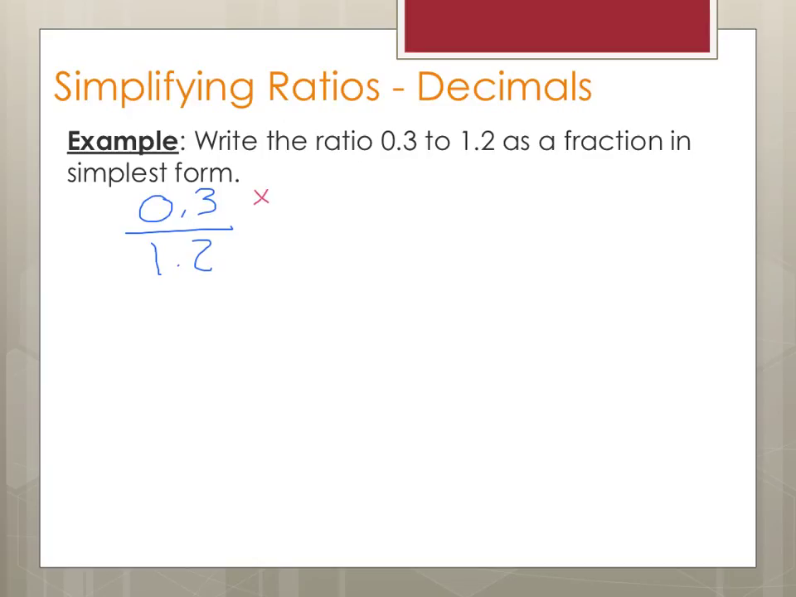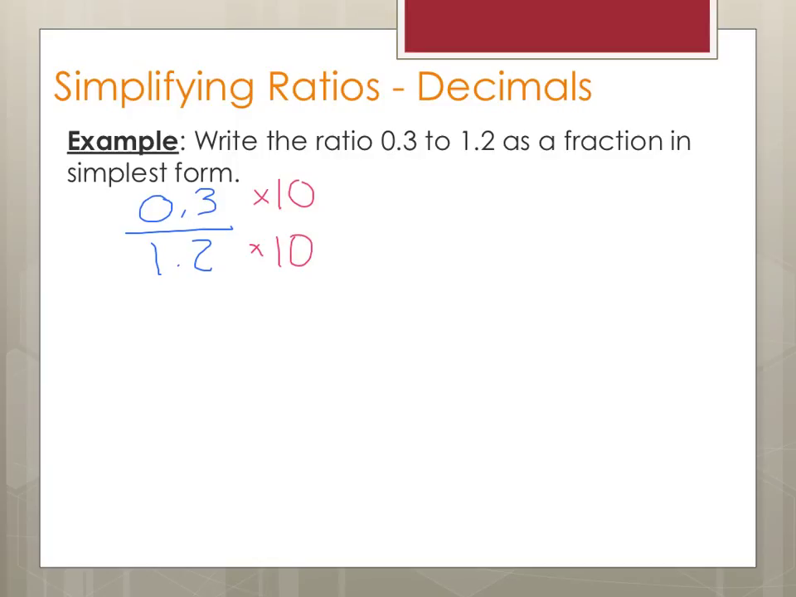But what number are we going to use to get rid of these decimals? Well, we're going to look at the decimals and see what the place value is of the last number in each column. This is in the tenths place, and this is also in the tenths place. So if we multiply by 10, we'll get rid of those decimals. If we had something in the hundredths place, we might multiply the top and bottom by 100. Or if we had something in the thousandths place, we would multiply the top and the bottom by 1,000. But in this case, both of our numbers end with a digit in the tenths place, so all we need to multiply by is 10.